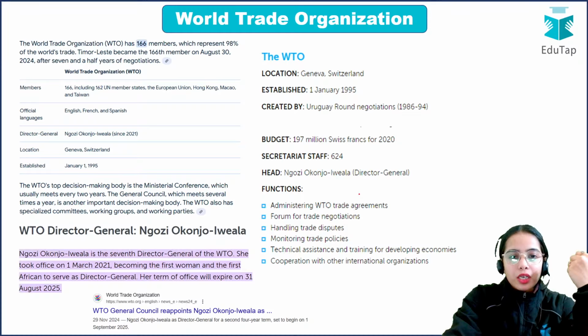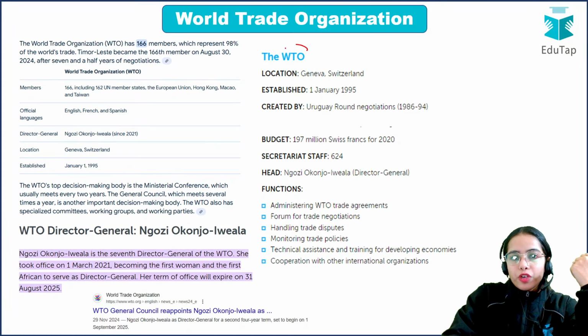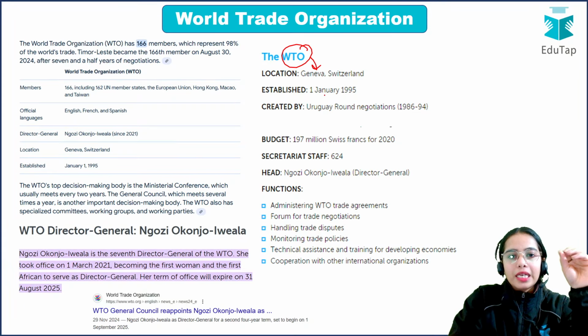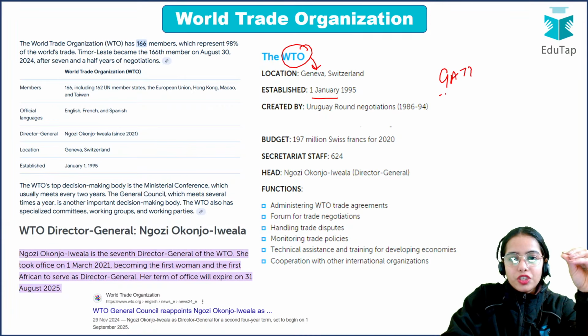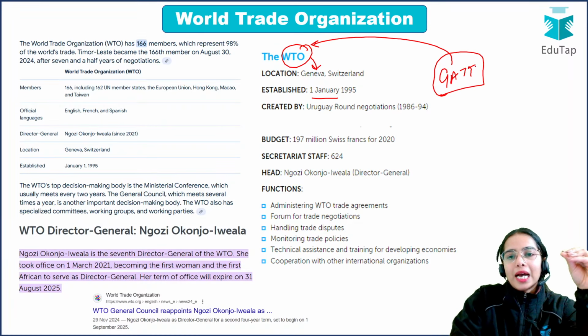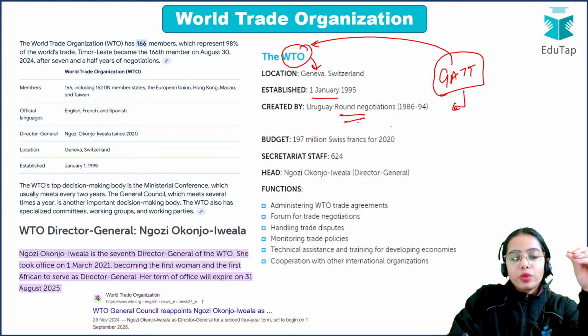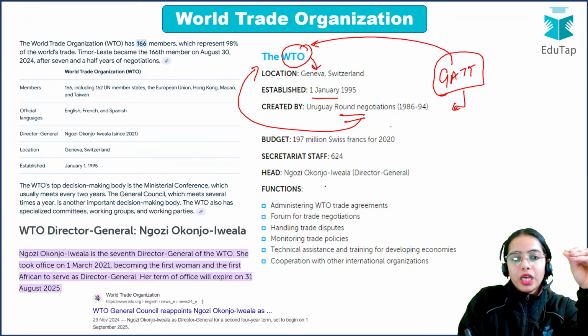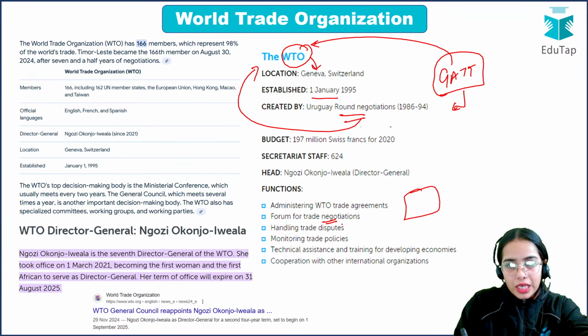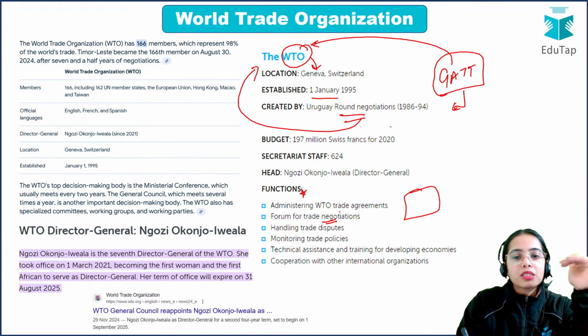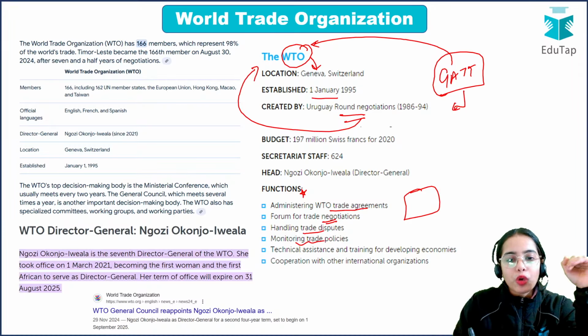Okay. So first of all, the WTO location is in Geneva, Switzerland. It was established on 1st January 1995. The GATT, the General Agreement on Tariffs and Trade, is the predecessor of WTO, and the last round of GATT, the Uruguay round, laid the foundation of WTO. The WTO provides the forum, the platform for trade negotiations between the countries, and the WTO also administers the WTO trade agreements. It handles the trade disputes between the countries, and it monitors.